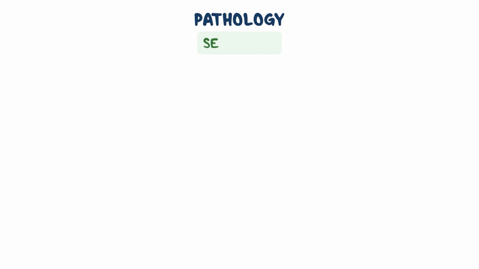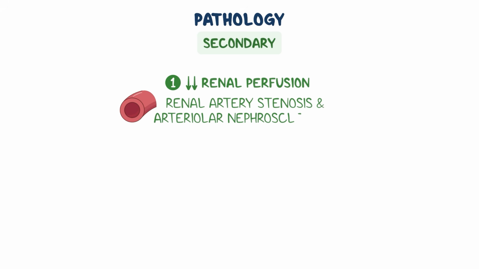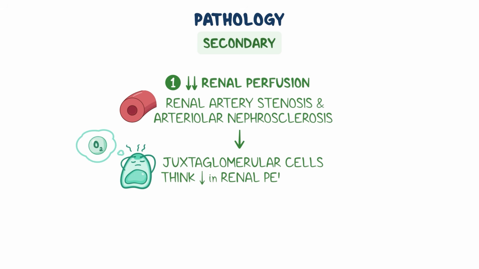On the flip side, in secondary hyperaldosteronism, the renin-angiotensin-aldosterone system goes into overdrive, causing adrenal glands to produce excessive aldosterone. One common trigger is decreased renal perfusion. For example, in renal artery stenosis and arteriolar nephrosclerosis, juxtaglomerular cells think there is a drop in renal perfusion, which triggers them to release renin.